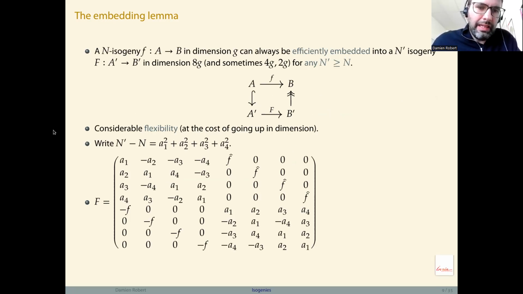And explicitly, if you write n prime minus n as a sum of 4 squares, and you take this big 8 by 8 matrix, which defines an isogeny in dimension 8g, and if I'm not mistaken in my matrix, this defines an n prime isogeny. And we'll see later in the talk how we could check this.